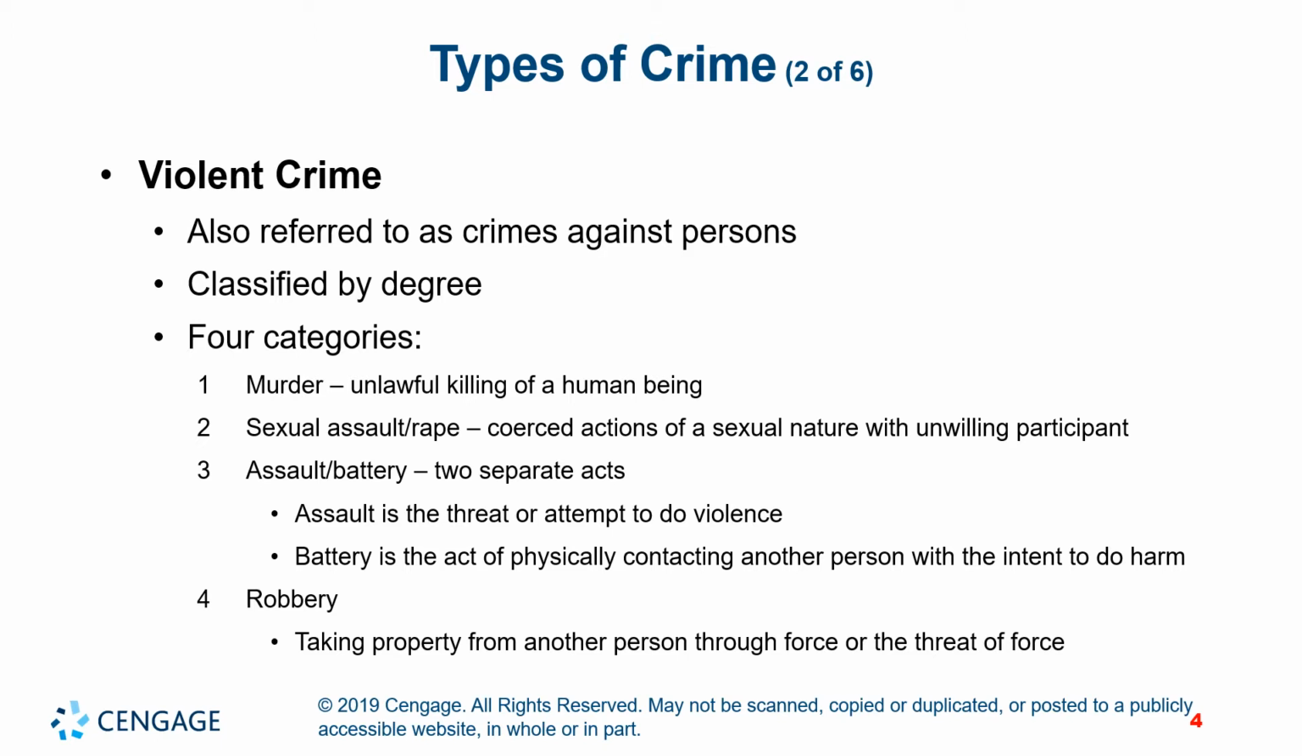Murder is the unlawful killing of a human being, and it falls into different categories: murder 1, 2, and in some states murder 3. You have sexual assault and rape, which is coerced actions of a sexual nature with an unwilling participant. Assault and battery is 2 separate acts. Assault is the threat or attempt to do violence, and battery is the act of physically contacting another person with the intent to do harm.